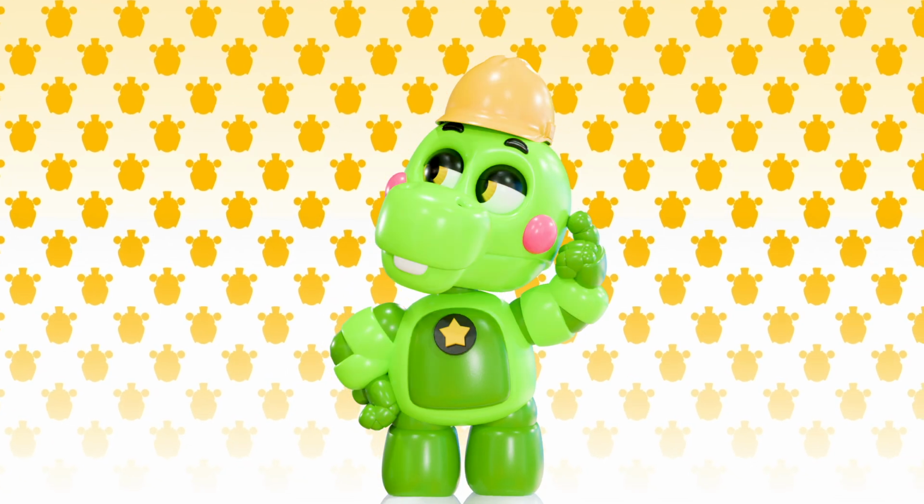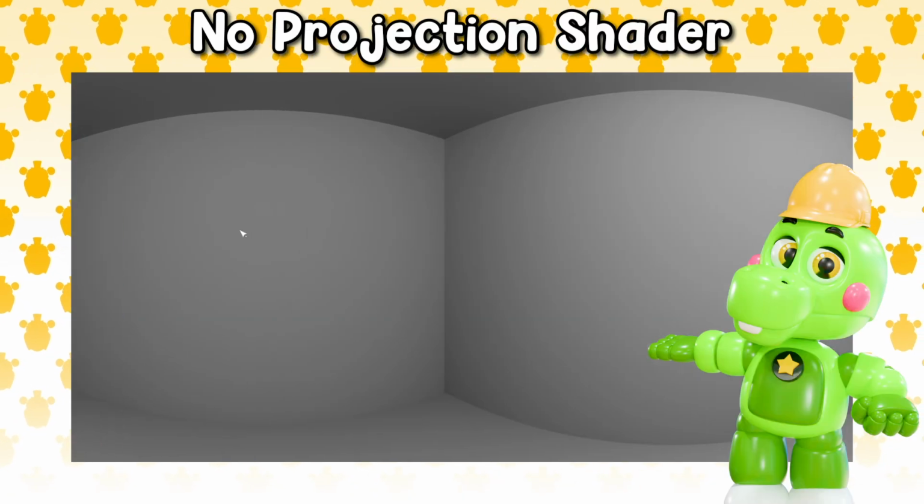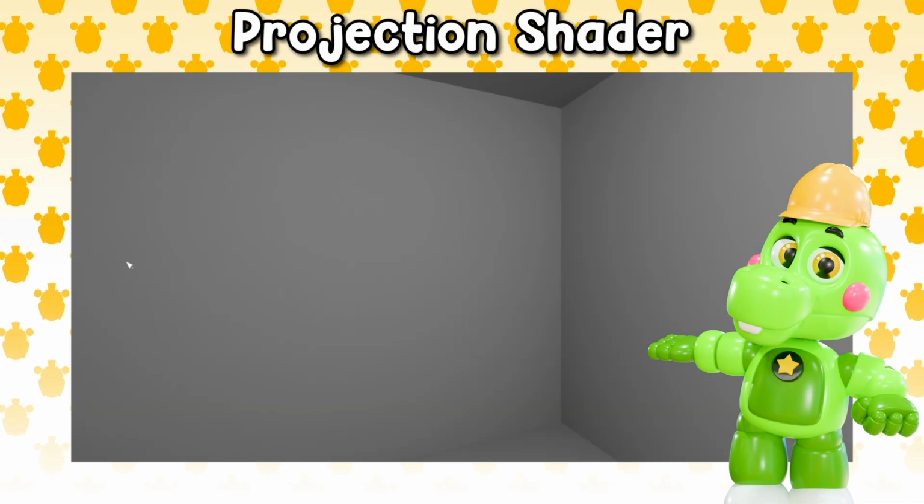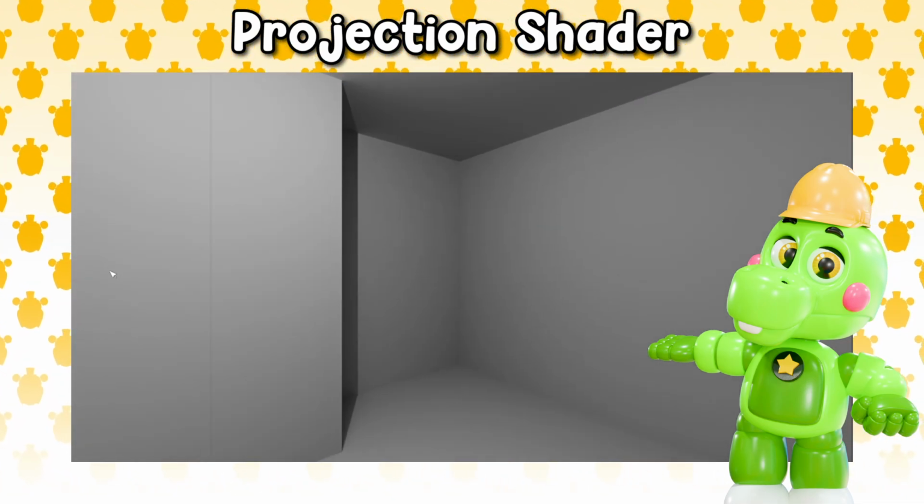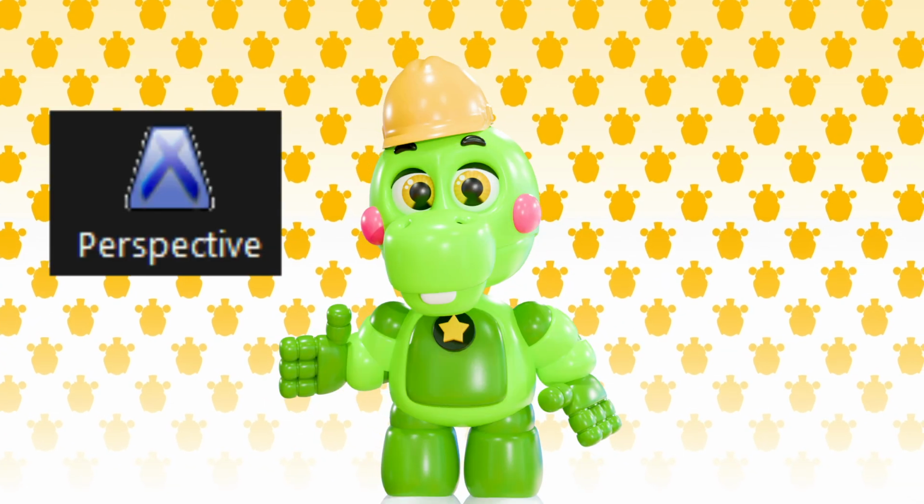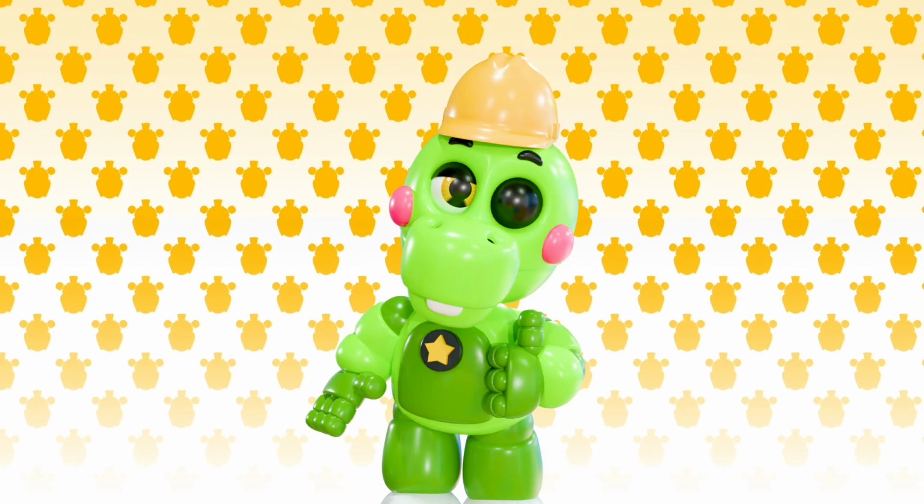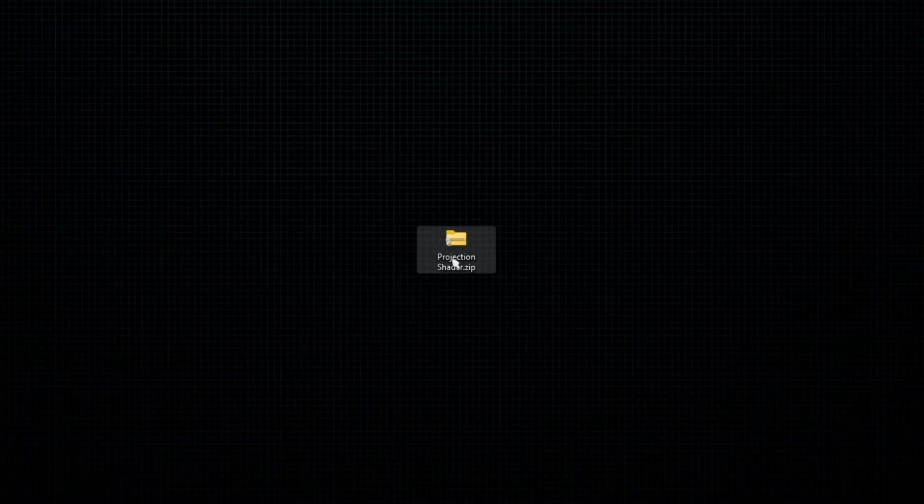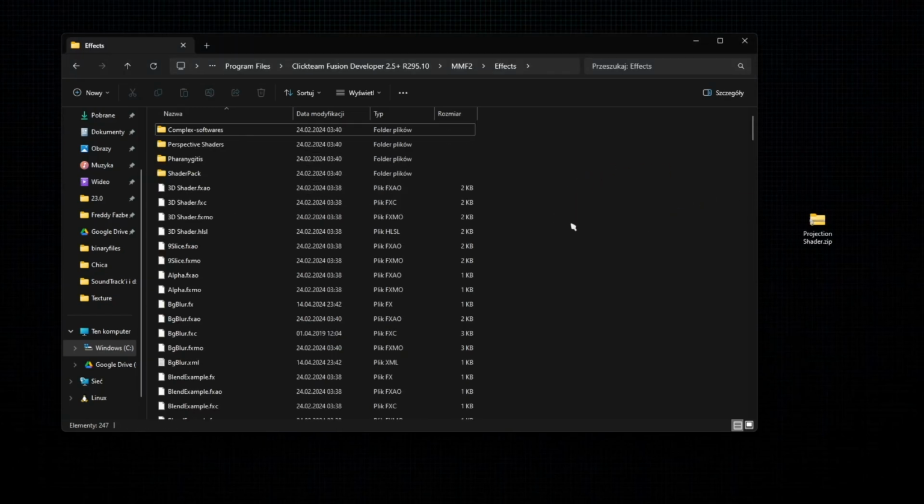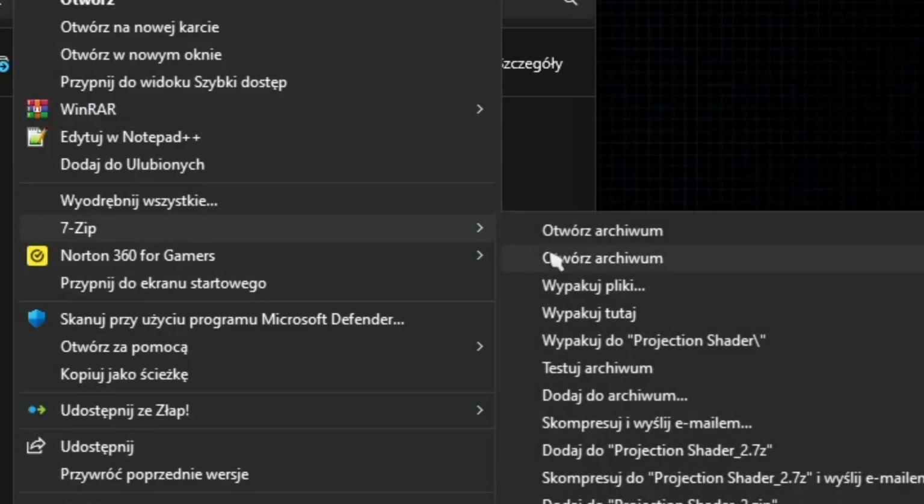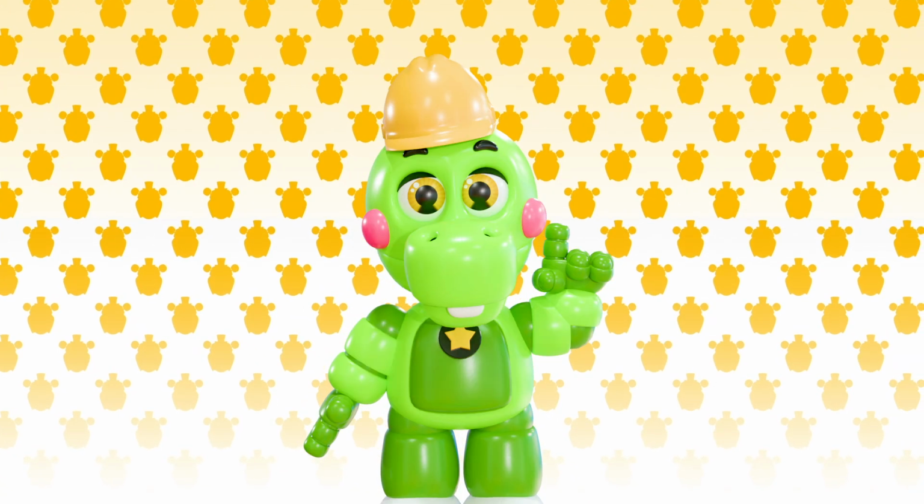What is the projection shader, you may ask? It basically turns this abomination into this more tolerable abomination. It works in a similar way to the perspective object that's in Clickteam Fusion, except it doesn't look as ugly as your face. Now go ahead and put that bad boy into the effects folder inside of your Clickteam directory and unzip it.